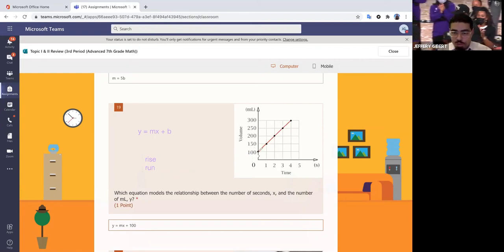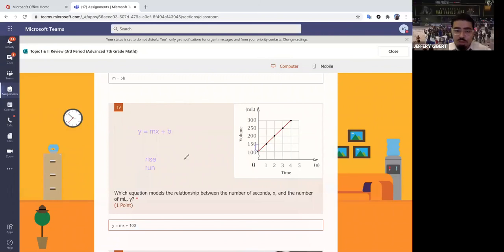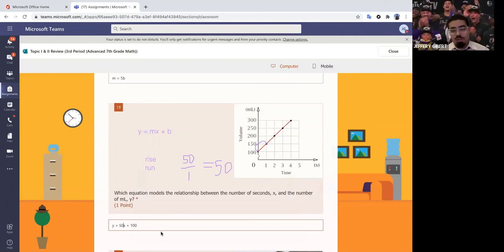So you go up 50. I know it looks like you're going up 1, but these are counting by 50s. So your rise is 50. And then your run, you go over 1. And since this is going by ones, it's going to be 1. You got 50 over 1, which is equal to 50. So this is going to be y equals 50x plus 100.